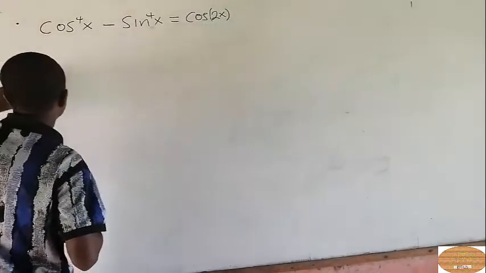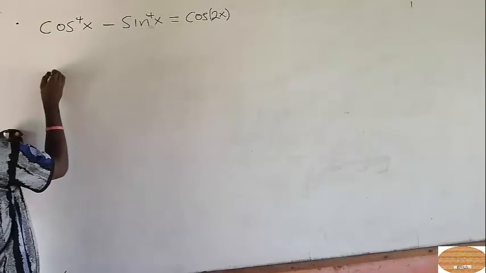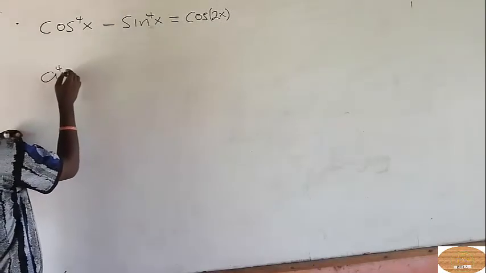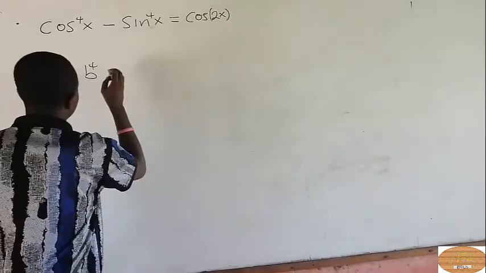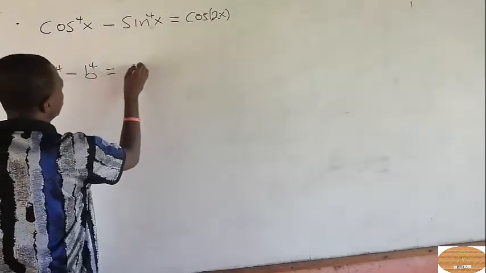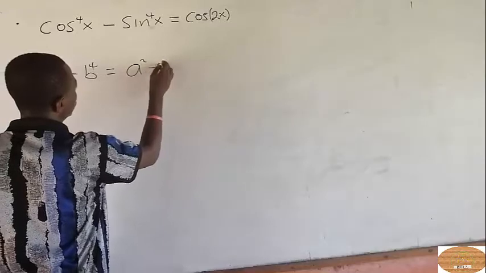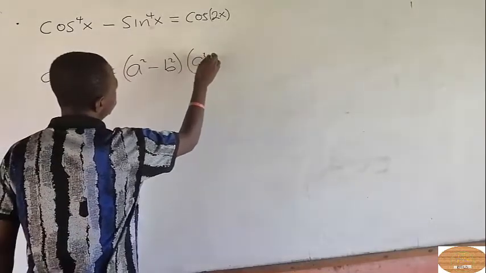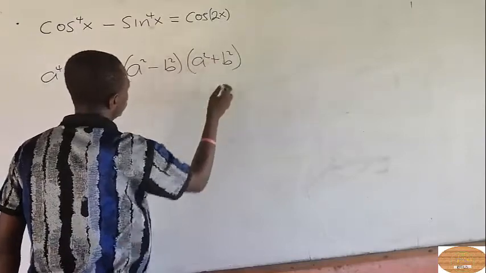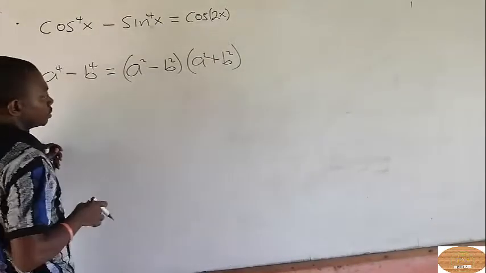Now, in case you are also given this one, a to the power 4 minus b to the power 4, this one is also the same as a to the power 2 minus b to the power 2, then a to the power 2 plus b to the power 2. So let's verify this one and also see.